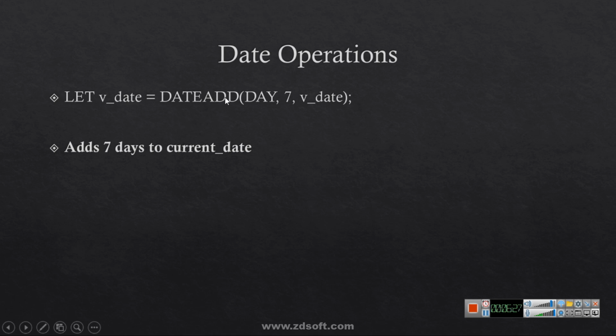Then here in date operations, to add we will be using the date add function. So here we can add the keyword like day, month, year, whatever we wanted to add. So here we are adding day, and here how many days we wanted to add. So we wanted to add 7. That's why day, 7, and v date. So what it will do, it will add 7 days to the current day.